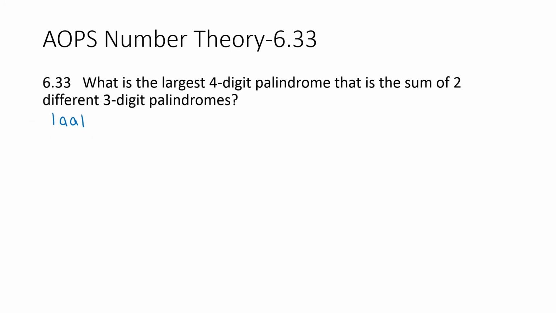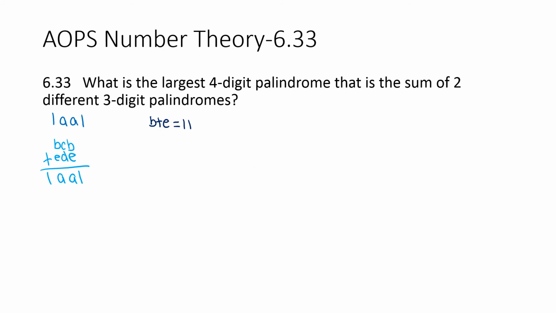So if the two different 3-digit palindromes are BCB and EDE, the sum is 1AA1. So that means B plus E is equal to 11, and it has to be equal to 11 because if it's equal to 1, then either B or E has to be equal to 0, and if it's equal to 0, the first digit will be 0, and that's not possible, so B plus E is equal to 11.